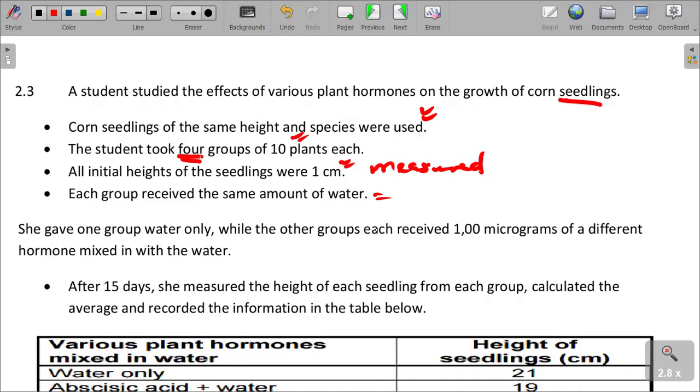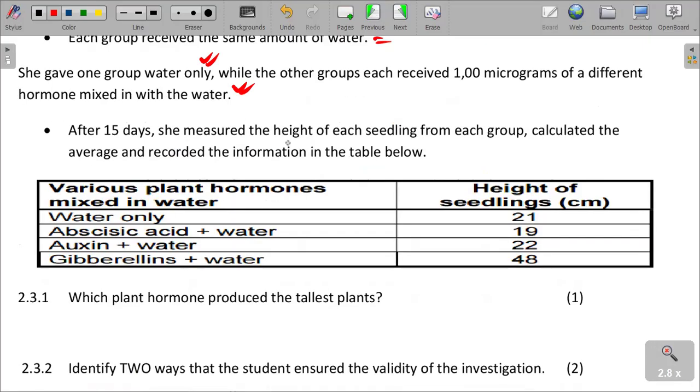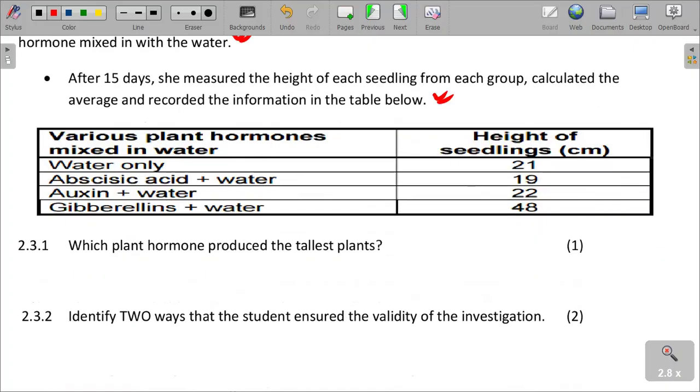She gave one group water only, while the other groups each received 1.00 micrograms of different hormones mixed with water. So one group was given water only. After 15 days, she measured the height of each of the seedlings from each group, calculated the average, and recorded the information in the table below. So various plant hormones mixed in water, height of the seedlings in centimeters. Water only is 21 centimeters.